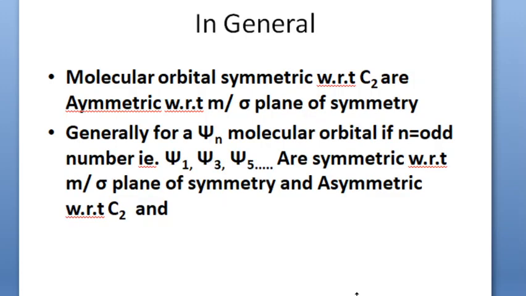In general, odd number of molecular orbitals such as psi 1, psi 3, psi 5 are symmetric with respect to sigma, the plane of symmetry, and asymmetric with respect to C2, the rotational axis of symmetry. I repeat it again: in general, odd number of molecular orbitals, odd means psi 1, psi 3, psi 5, are symmetric with respect to the plane of symmetry, sigma, and asymmetric with respect to C2.